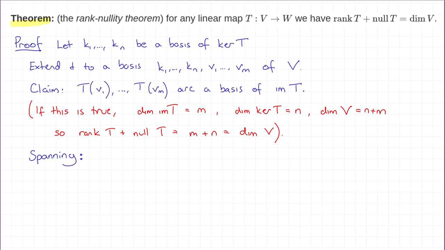To prove that T of V1 up to T of Vm spans the image of T, I have to show that every element of the image of T can be written as a linear combination of T of V1 up to T of Vm. So we'll pick any element of the image of T to begin with. Well, an element of the image of T looks like T applied to a vector v in V. Well, v is an element of the vector space capital V, so we can write it as a linear combination of our basis of V.